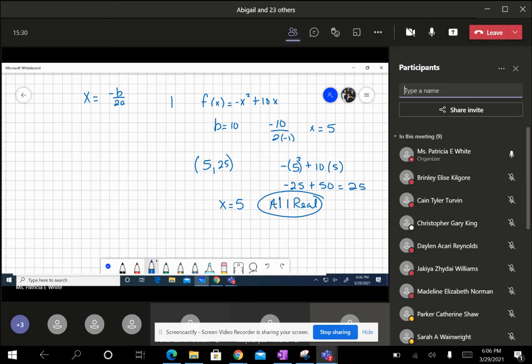So what would my range be on this one? Do I have a minimum or a maximum? Am I concave up or am I concave down on this one? Down, right? So that means I've got a maximum. So that means that my y is going to go up to 25, but then it's going down to negative infinity. So my range is the set of y, y is less than or equal to 25.